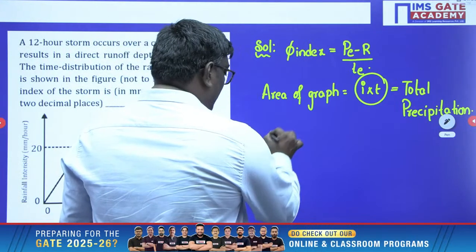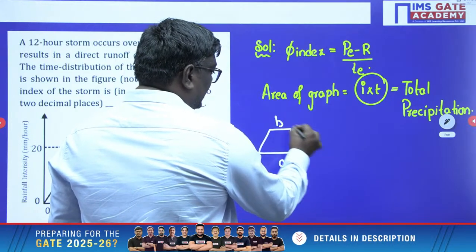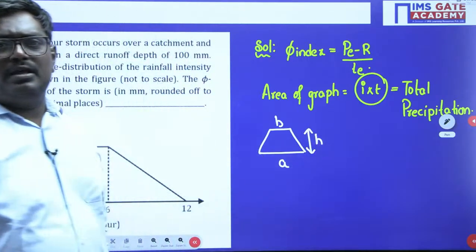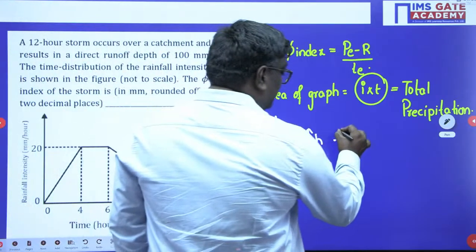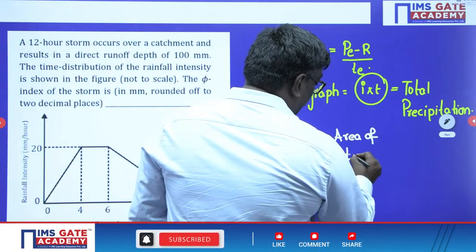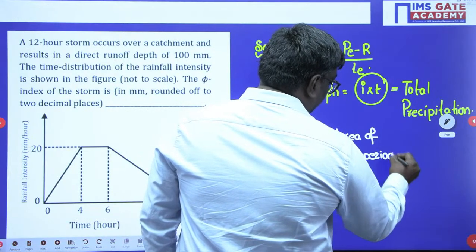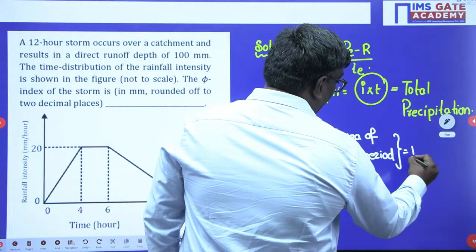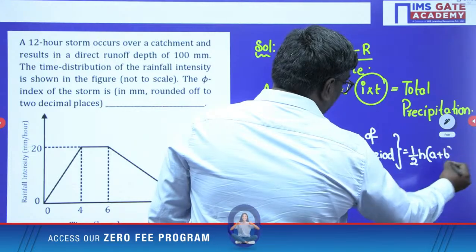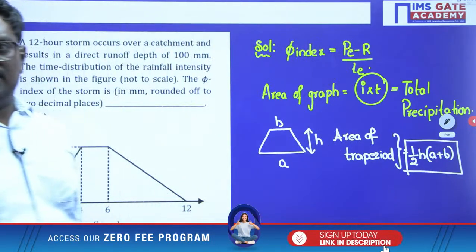See students, if you have a trapezoid here, if I consider this as side A, this as side B, and if I have height, what is the area of the trapezoid, sir? The area of the trapezoid is nothing but half h into A plus B. What is the area of trapezoid, sir? Half h into A plus B.